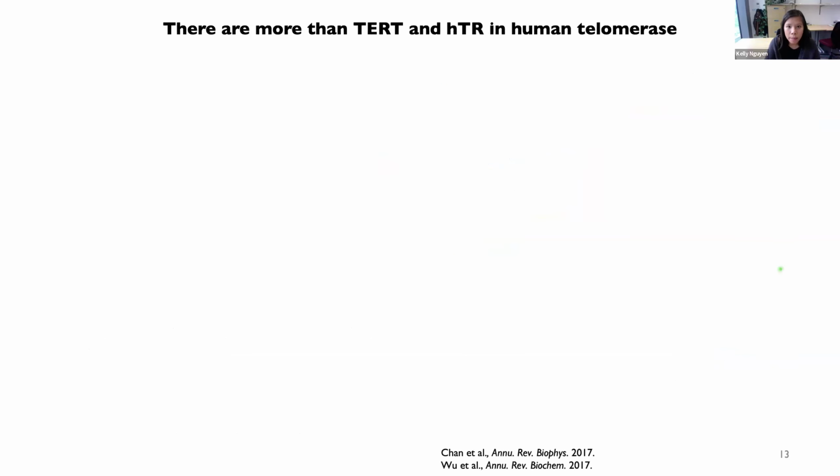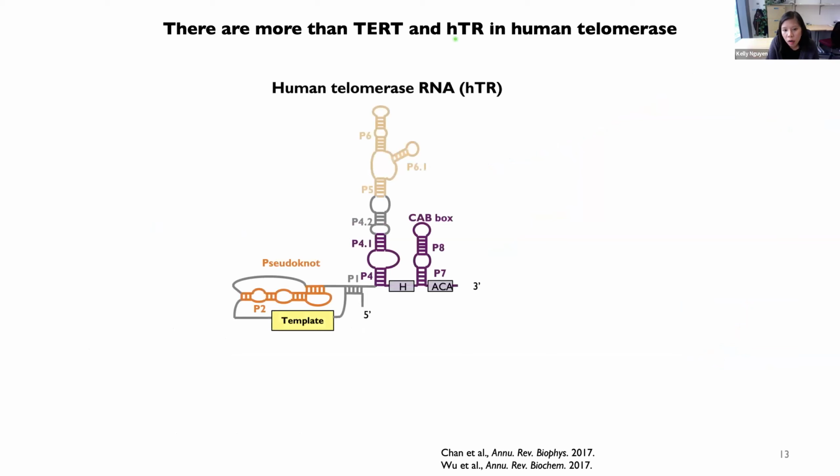So with that in mind, you now know that telomerase needs TERT and HTR to do its job, but the picture in the cell is a lot more complex than just TERT and HTR. And to start with, I'm going to give you a quick tour of what the RNA scaffold looks like. So this is a secondary structure prediction of telomerase RNA.